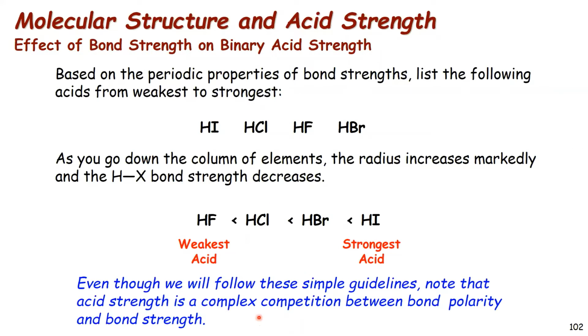Now, I will tell you that these are really simple guidelines, and we're going to see that not only does bond polarity take effect and bond strength, but you have to take both into account. That's why we can only really compare the binary acids within the same group or within the same period. You can't go diagonally across the periodic table and compare binary acids because, again, it is a complex tug of war, basically, between the bond polarity and bond strength that determines the actual strength of a bond. So we can either go across in a period or down in a group, but we can't go diagonally.